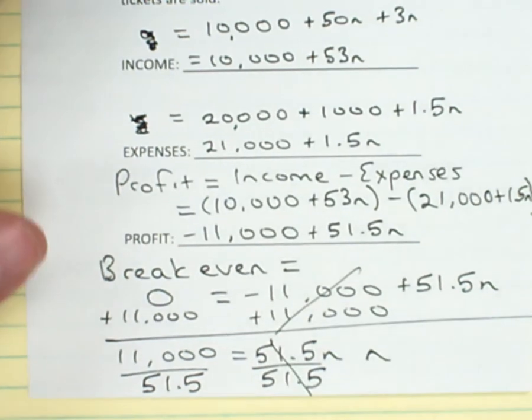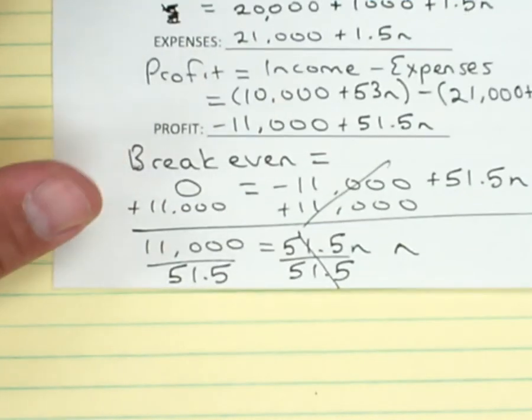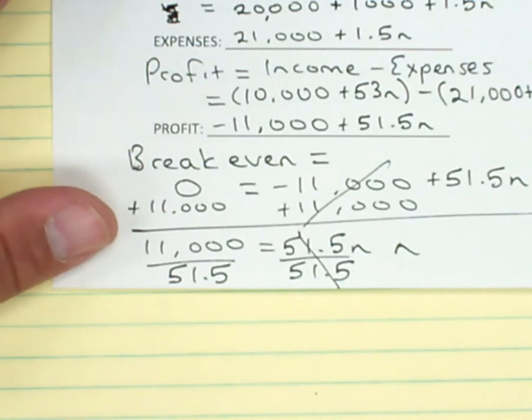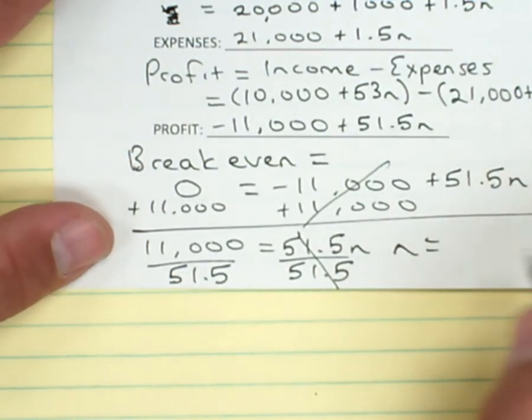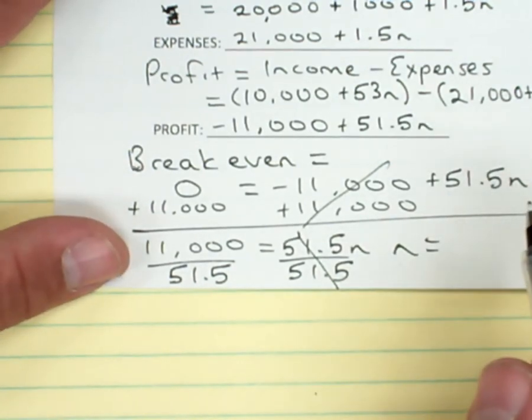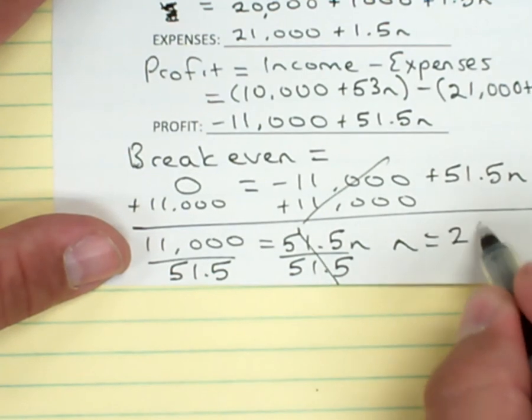And how many tickets is that? 215.5? Is that what it is? Or 213? 213.5.